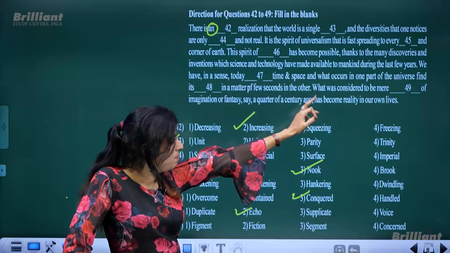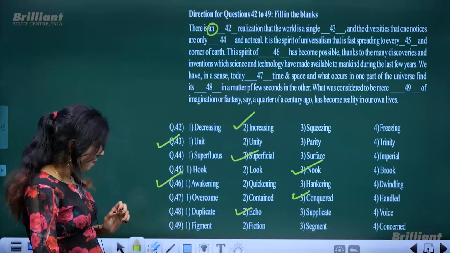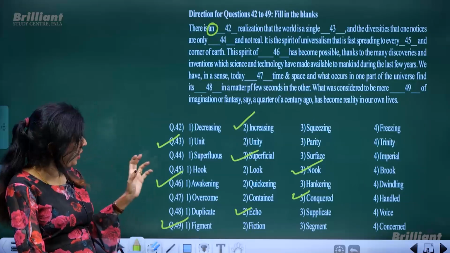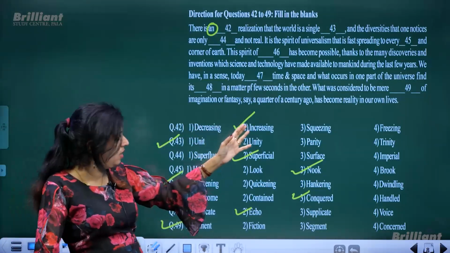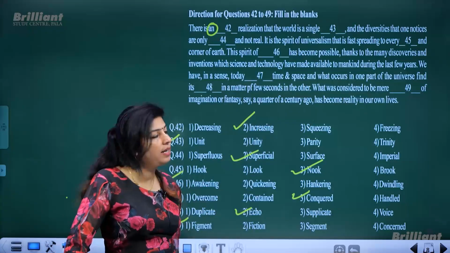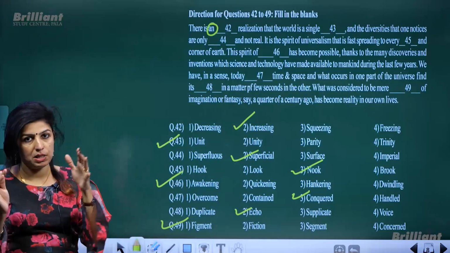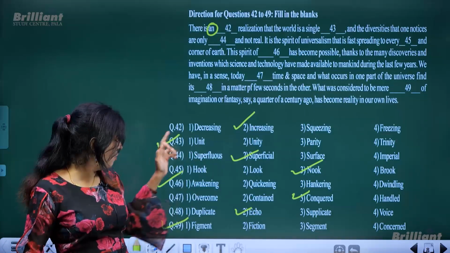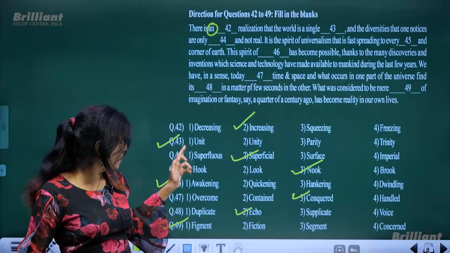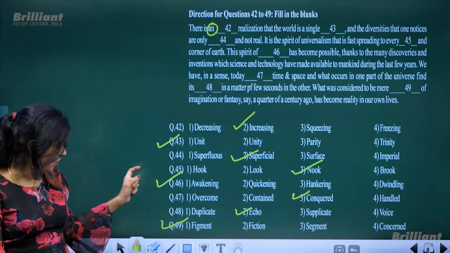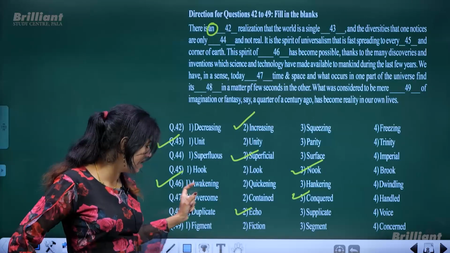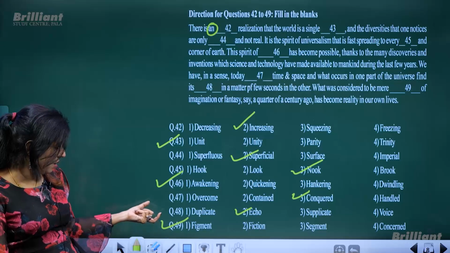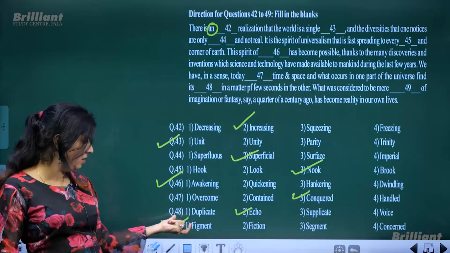What was considered to be mere dash of imagination, mere product or mere figment. Figment means mere product or mere outcome of imagination or fantasy a quarter of a century ago has become reality now. Whatever was thought as a product of imagination has become real now. So option number 42, option number 2; 43, option number 1; 44, option number 2; 45, option number 3; 46, option number 1; 47, option number 3; option number 2 for 48; and for the last, 49, option number 1.